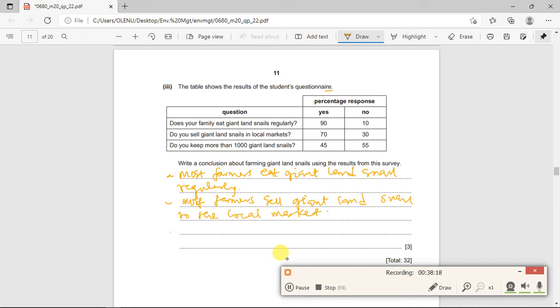The last one there is, do you keep more than 1,000 giant land snail on your farm? The difference here is low. So you can say about half the farmers keep a large number of snail. The difference is just 5, so about half, which is not up to half. So it's just English. But half the farmers keep giant land snail.